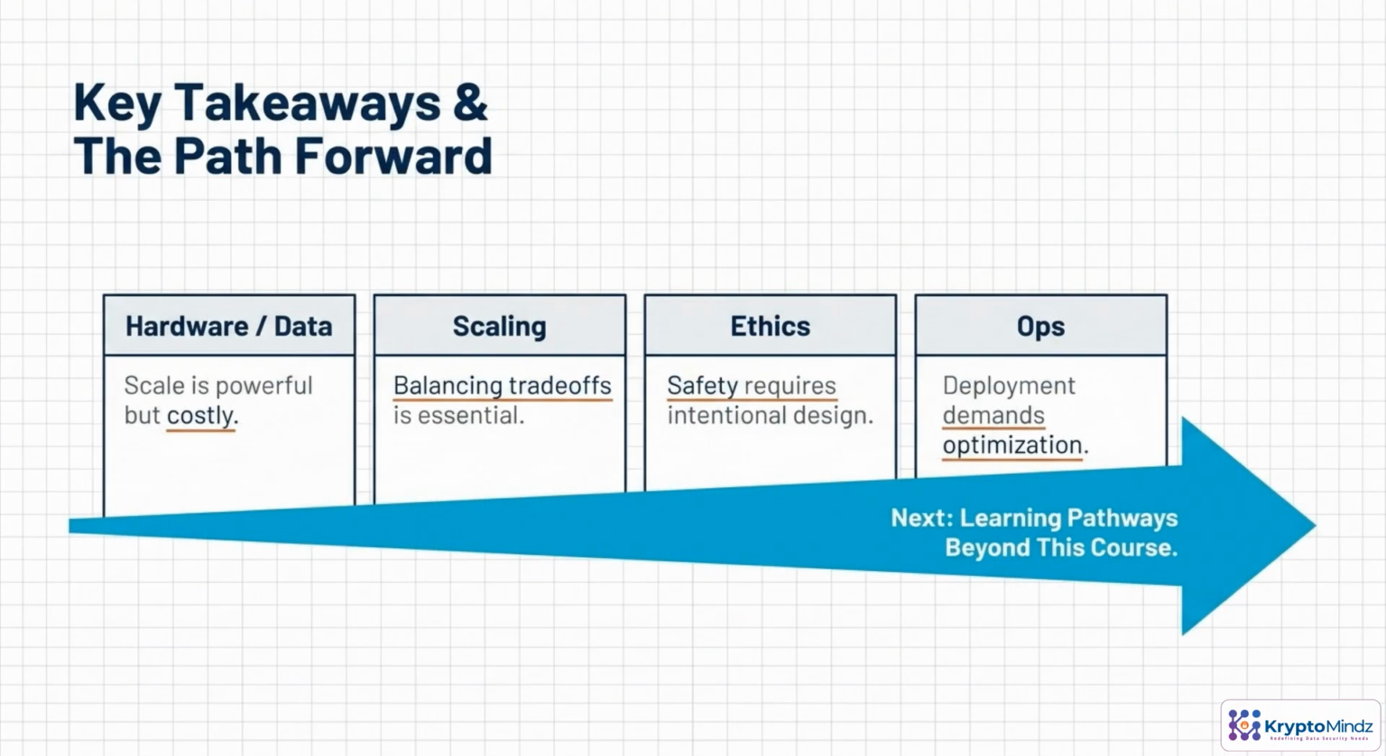Transformers are powerful, but they're not magic. Big gains usually require big compute, large datasets, and careful scaling choices. You also need to design for bias, fairness, safety, latency, and monitoring. From here, we'll map out learning paths so you can deepen your skills and target realistic, responsible projects.